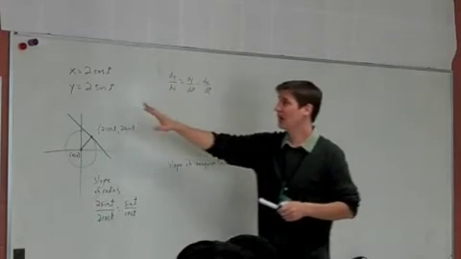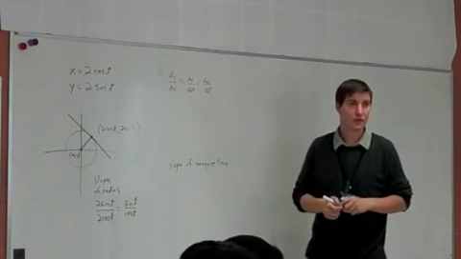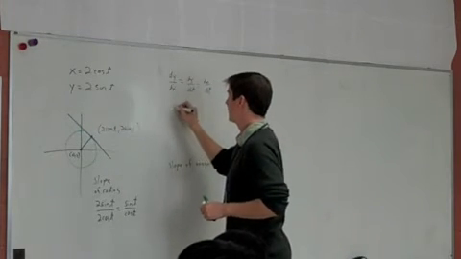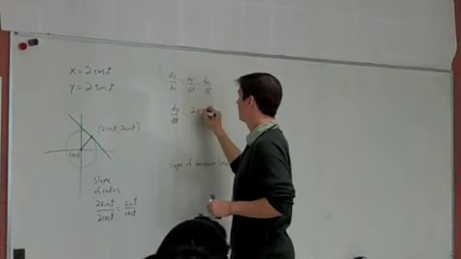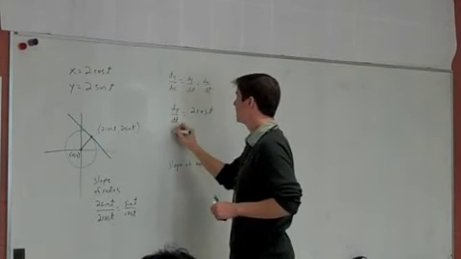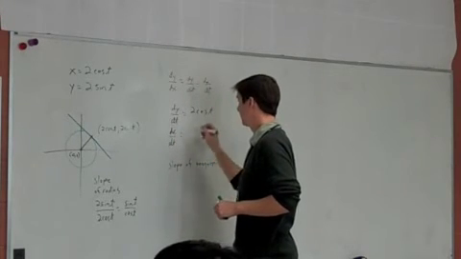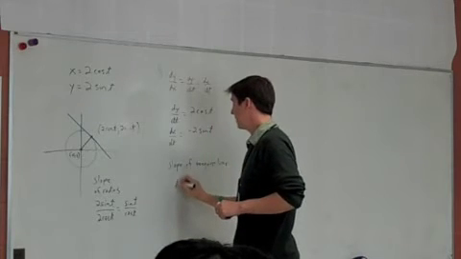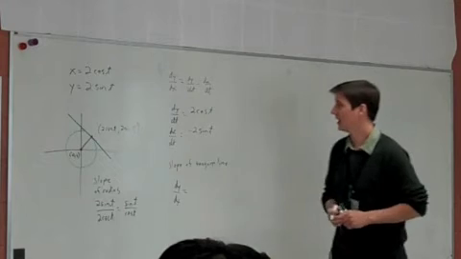So can I do dy dt? What is the change in y in terms of t going to equal? Yeah, take the derivative of this in terms of t. dy dt is going to equal 2 cos t. What's dx dt? Negative 2 sine t. So what is dy dx? What's the slope of the tangent line?